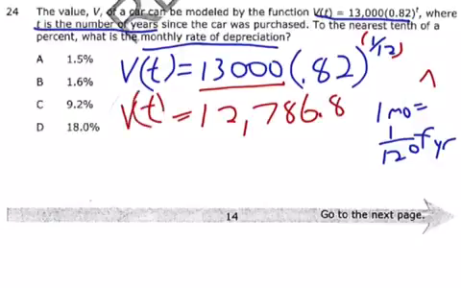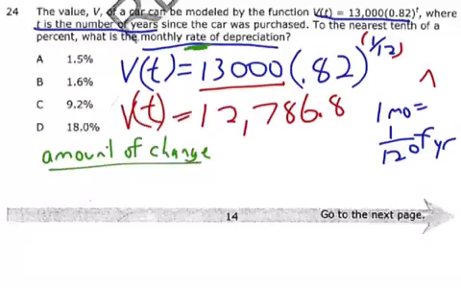I'm not done yet. That just gives me how much it depreciated in 1 month. Well, it wants the rate of depreciation. And if you'll recall, rate is the amount of change divided by the original amount. This is also called the percent of increase, the percent of decrease. This is how you calculate it. So same thing on monthly rate of depreciation. We want to know what that rate is, or what that percent is of decrease in this case.